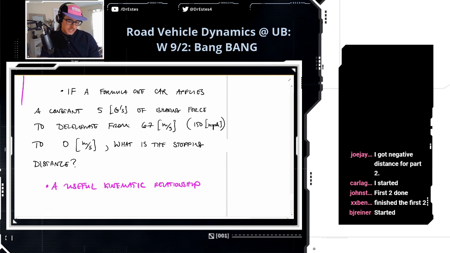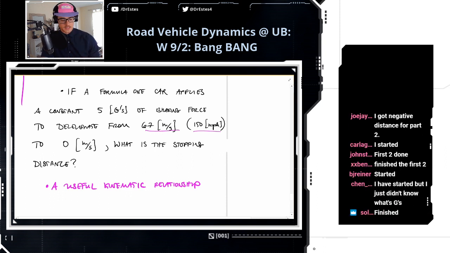Okay. So let's say the car is traveling at 67 meters per second. So that's roughly 150 miles per hour. And let's say I slam on 5 G's of braking force. And let's say I can maintain a constant force there. So what's going to be the stopping distance?